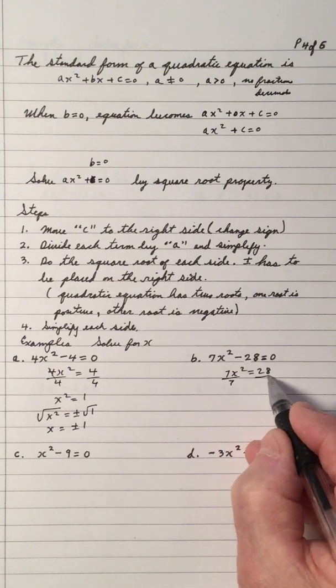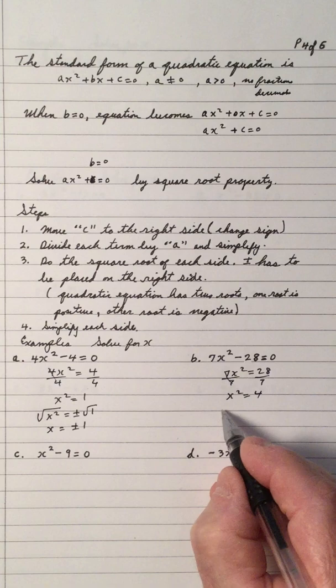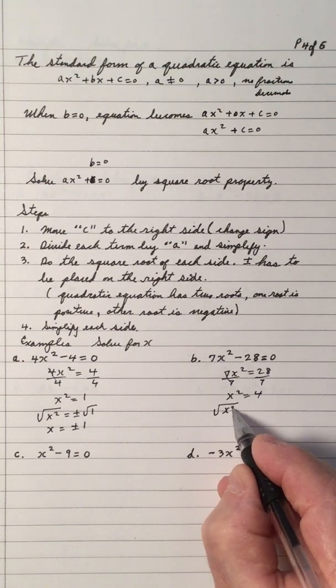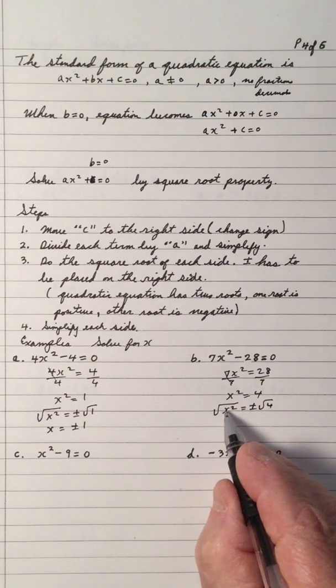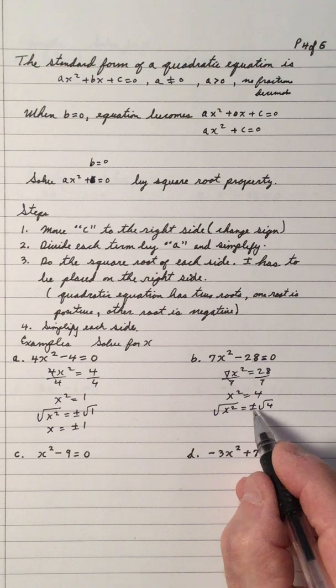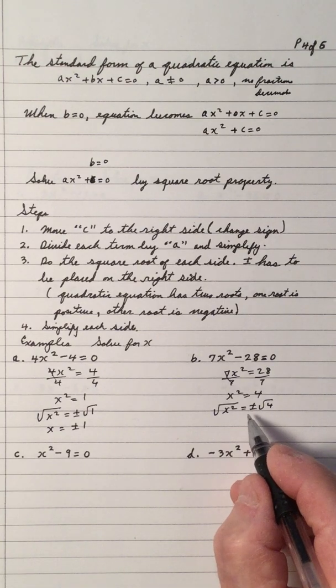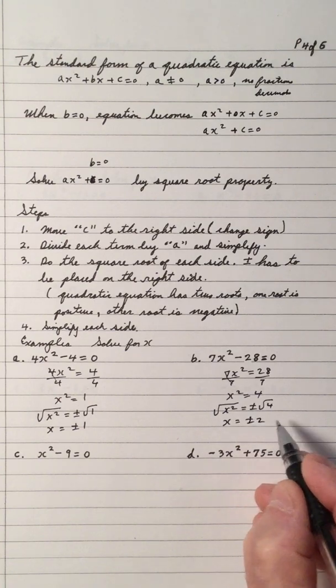I have to divide by 7. 7's cancel. X squared is equal to 4. And I do the square root of both sides, plus minus square root of 4. I do the square root of x squared here. I do the square root of 4 here, but I have to put the plus minus in. Square root of x squared is x, plus minus 2.